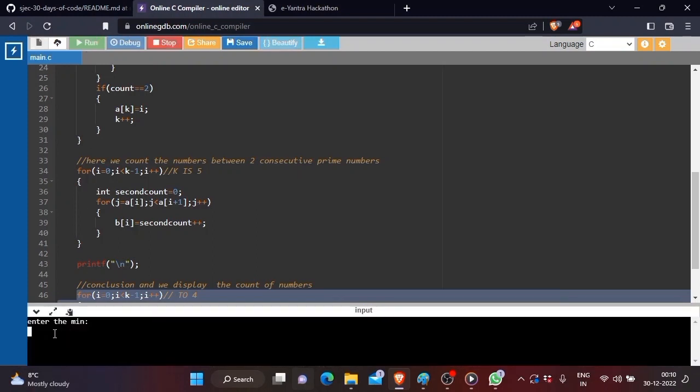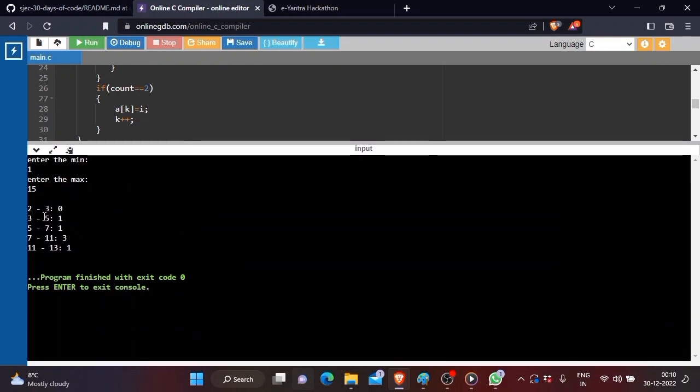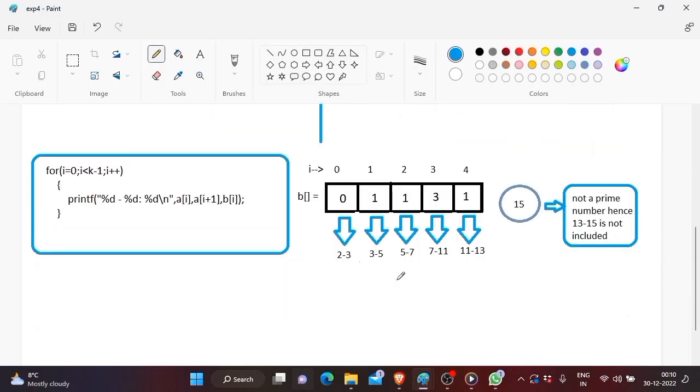Our minimum value shall be 1 as given by the example, and the maximum shall be 50. So the output is: 2 to 3 is 0, 3 to 5 is 1, 5 to 7 is 1, 7 to 11 is 3, and 11 to 13 is 1, which coincides with our output here.